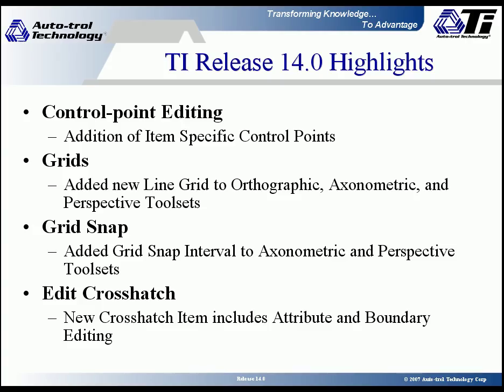We have the addition of item-specific control points. We've added a new line grid to orthographic, axonometric, and perspective toolsets. We've added grid snap interval to axonometric and perspective toolsets. And new crosshatch items include attribute and boundary editing.